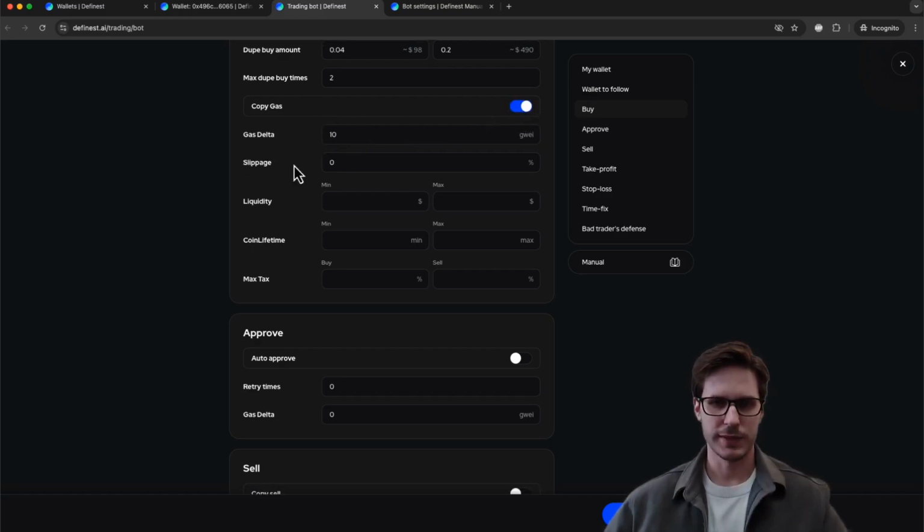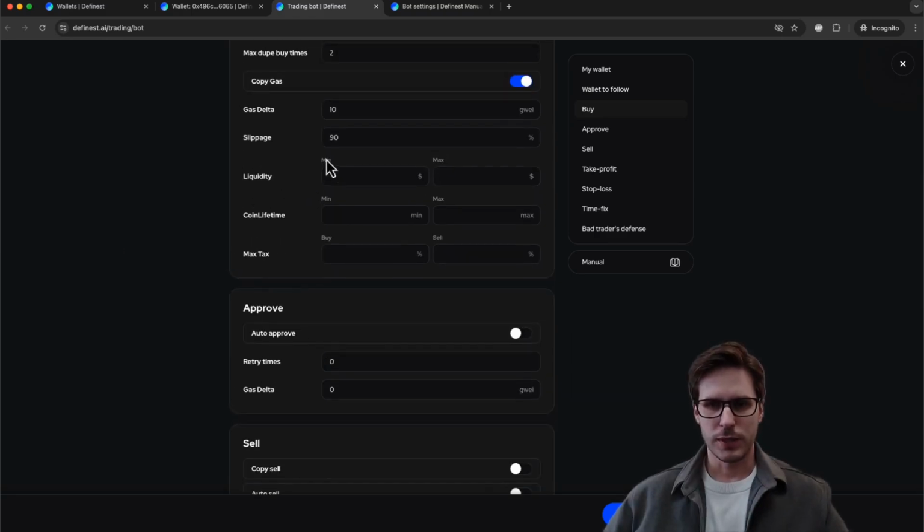Next, slippage. If we follow the snipers, then the liquidity of the coin is very low and the price can change very quickly. So in the case of following only the snipers, I set a slippage of 90%. This is normal, but if you follow the traders, then set a maximum of 20%.